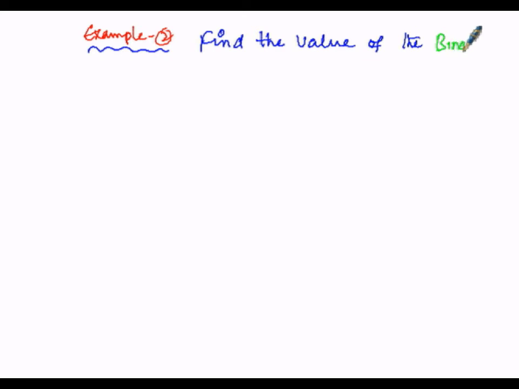Example number 2. In this case, let us find the value of the binomial expression 5b square minus 7ab, if a is substituted as 3 and b is replaced by minus 5.